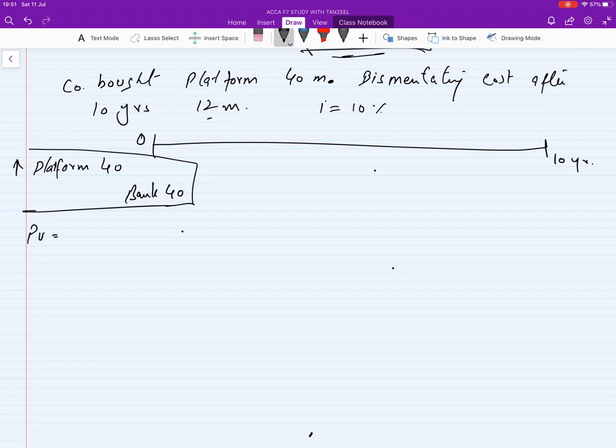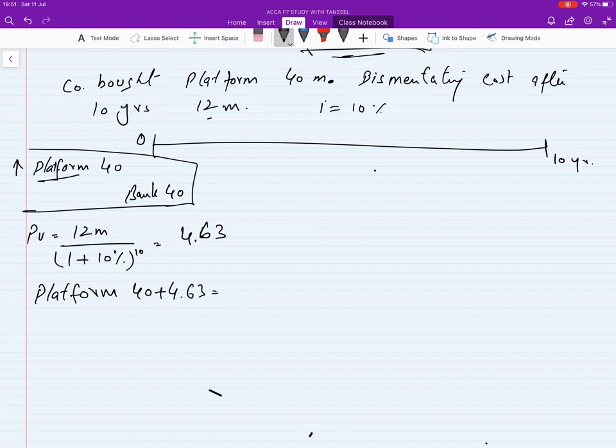Present value, how do you calculate? 12 million divided by 1 plus the interest, which is 10%, to the power of the number of years, 10 years. So this will give 4.63 present value. Because of the dismantling cost, as I told you in the very beginning, you need to add this cost and capitalize it. So take this cost along with the platform. So 40 plus 4.63.